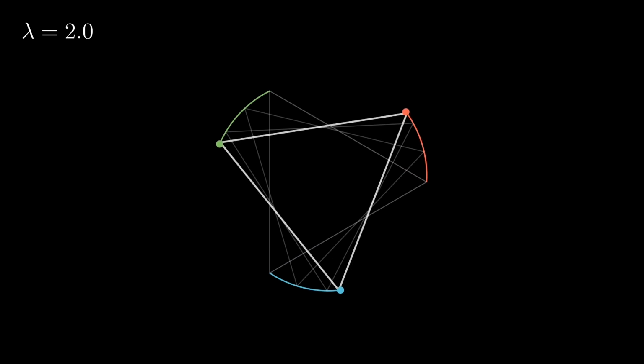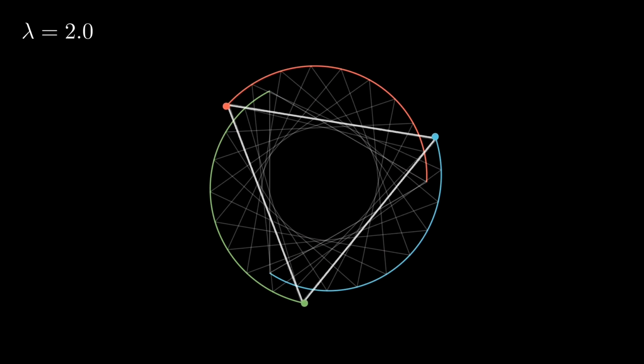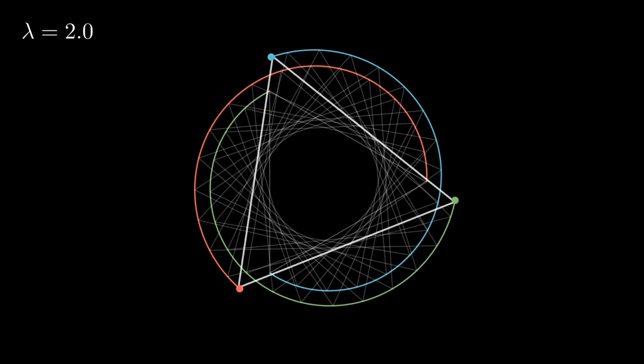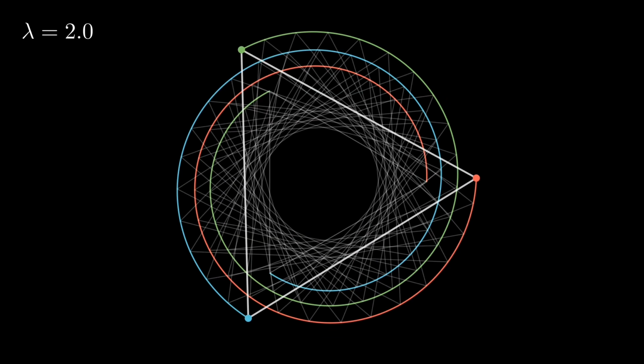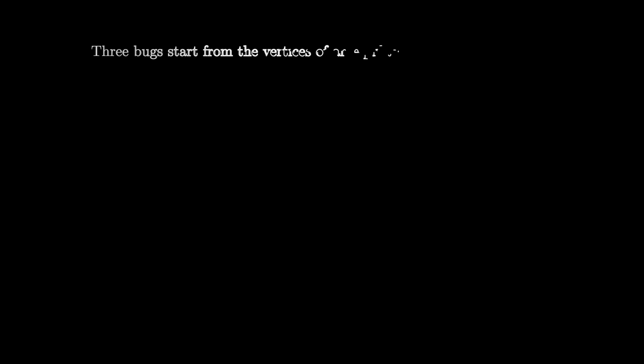And for lambda equals 2, well, things diverge. The bugs shoot outward and their paths curve away more and more dramatically with each step. They keep chasing, but the center becomes unreachable. It's a futile pursuit. And there we have it.